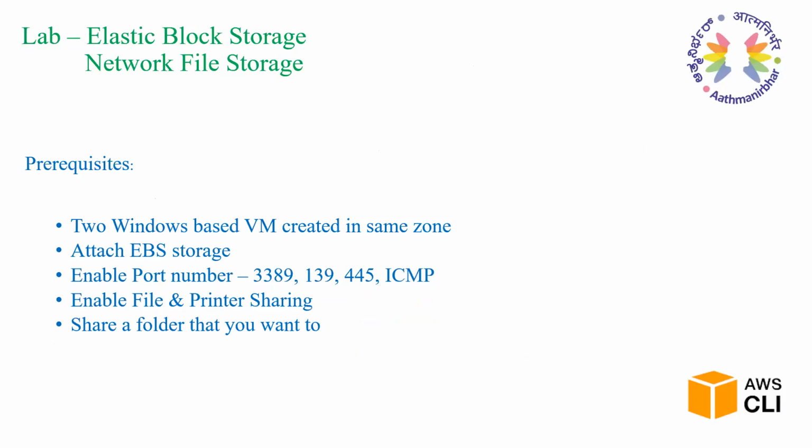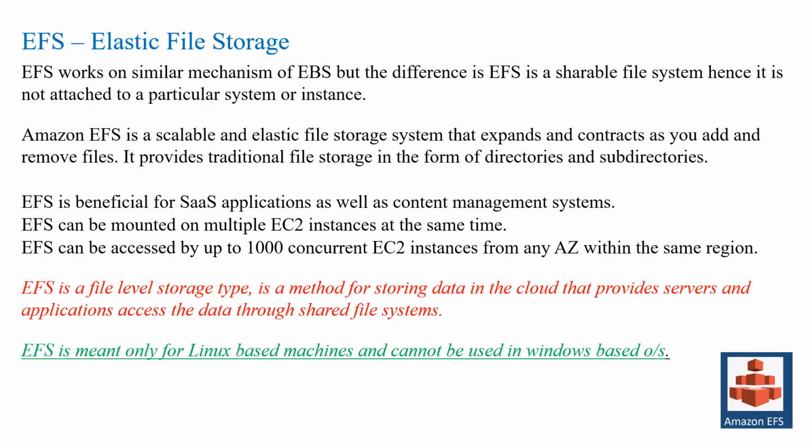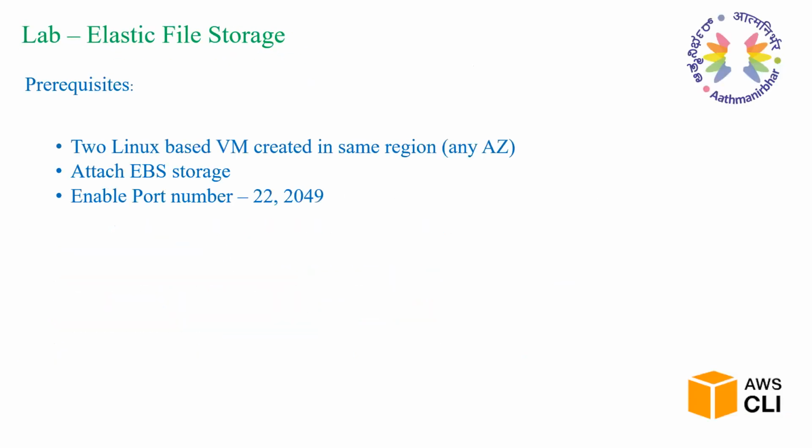So we will move on to this lab exercise. We will perform this EFS lab exercise where we need to create two Linux-based virtual machines. We need to have port number 22 and 2049 enabled. This time we will create two Linux virtual machines in two different availability zones, but in the same region. And access this data the same way we did in Windows, creating sharing of a network folder and accessing the data, a similar kind of lab exercise, but the only difference is the storage is not attached to any server.